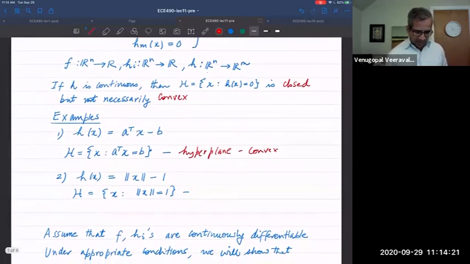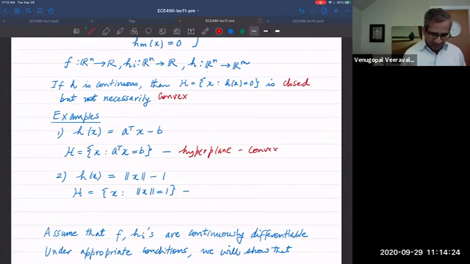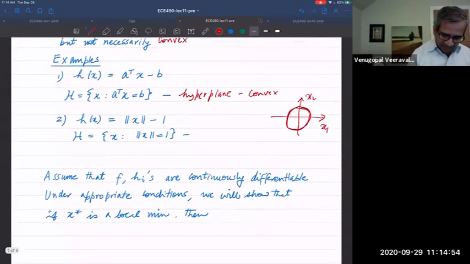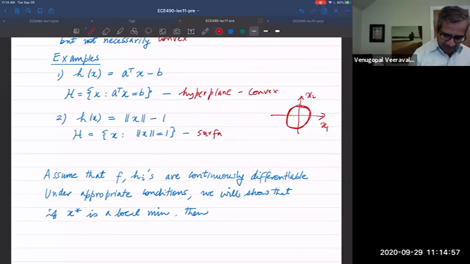But what about the set when h of x is the norm of x minus 1? This is like a sphere, and in 2 dimensions, it's a circle. Okay, so if I have x1, x2, this is a circle, but it's just the circle, not the interior, just the boundary of this sphere. It doesn't include the interior. So it's basically the surface, in general, in n dimensions, it's the surface of the unit sphere. So the constraint set is the surface of the unit sphere.